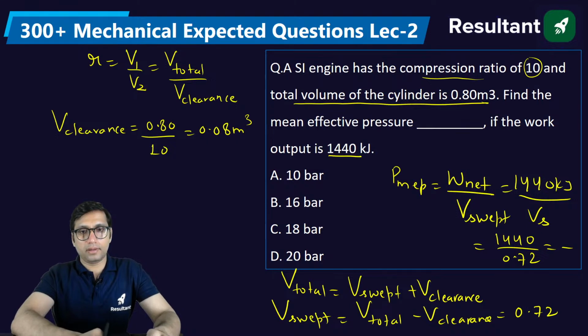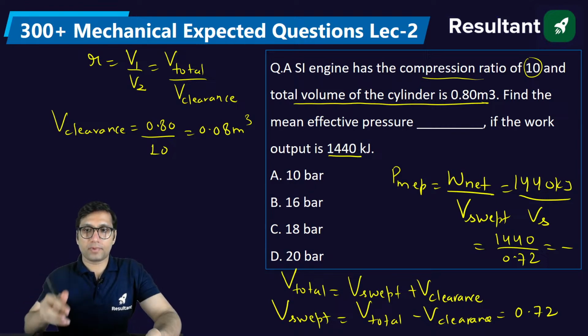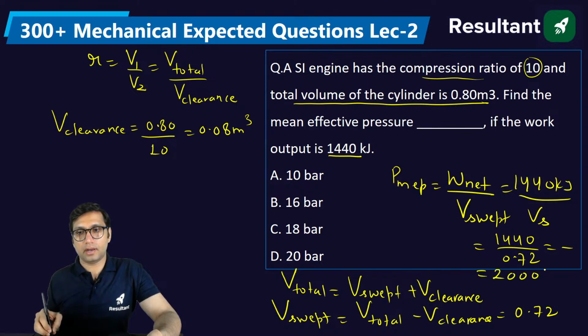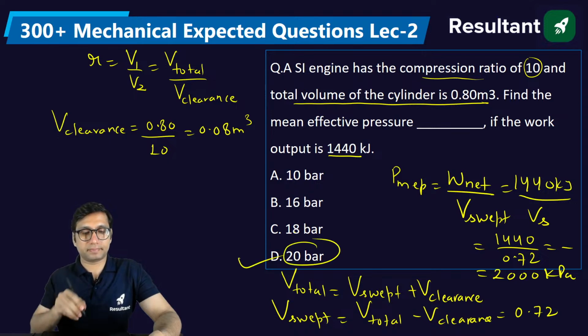Yes, please everyone use calculator to solve the question. Don't make a mistake. Okay, so you will be getting 2000 kilopascal, which is 20 bar.